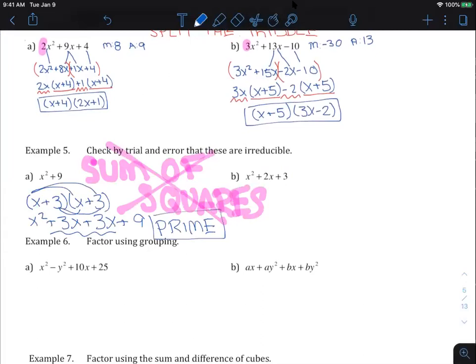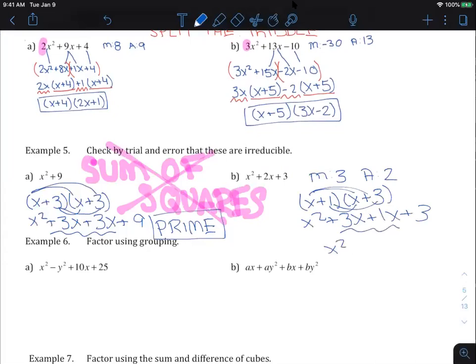Next one, sometimes you're going to see a trinomial that is prime. You might be looking for two numbers that multiply to 3 and add to 2. There isn't anything. Nothing multiplies to 3 and adds to 2. The only multiples of 3 are 1 and 3. If you FOIL that out, it gives you x squared plus 3x plus 1x plus 3. That 3x and 1x is going to end up giving you a 4x in the middle, not a 2. So this is also one that is prime. Prime just means you can't factor it, okay?